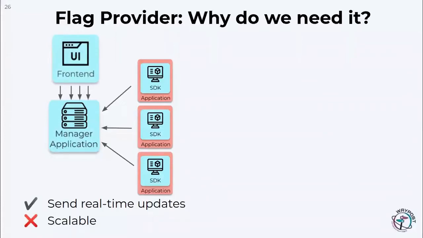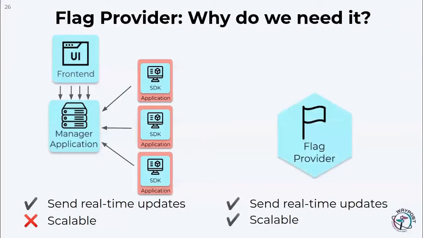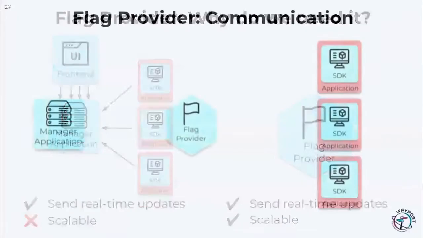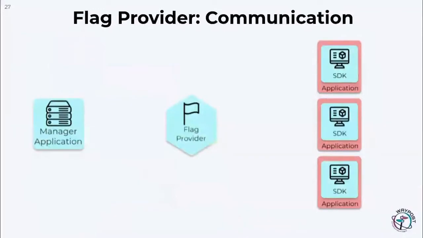Scalability is important in this case because the number of applications running the SDK can fluctuate significantly. For this reason, we created the Flag Provider, a service that's lightweight, scalable, and can send updates to the SDK in real time. So how does the Flag Provider serve real-time updates to the SDKs?